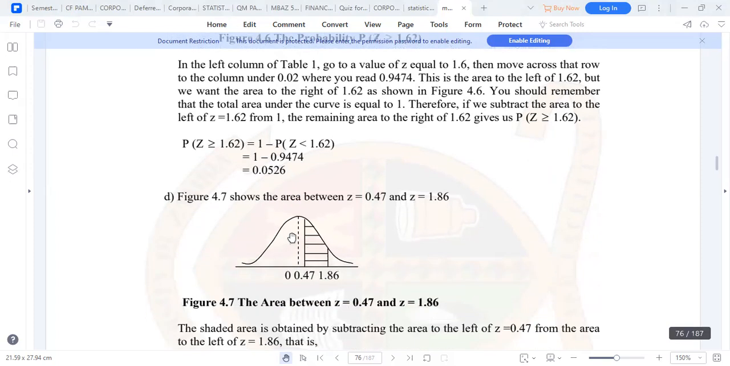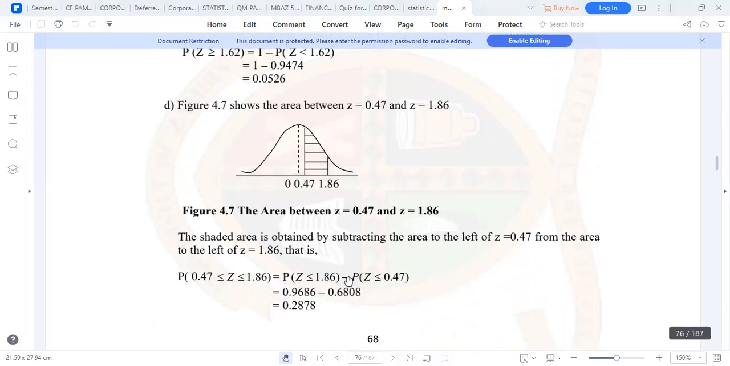All right. So the other one was asking for intervals. Between 0.47 and 0.186, on the same side. Since they are on the same side, we just find the probability of the bigger number minus the probability of the smaller number, and subtract them. So probability of 0.186 is 96.86, and 0.047 is 68.08. Just subtract them. They're on one side.